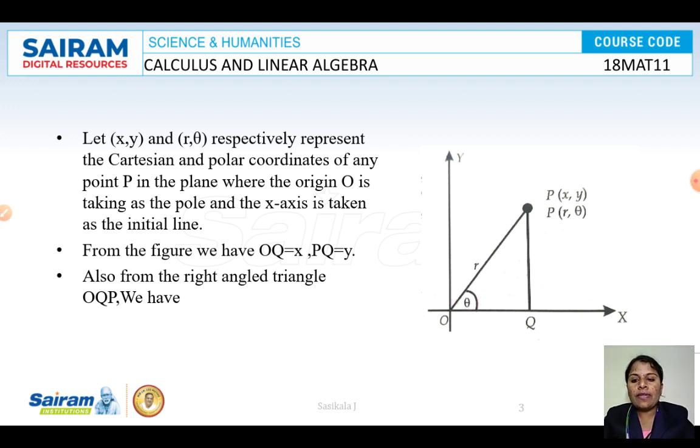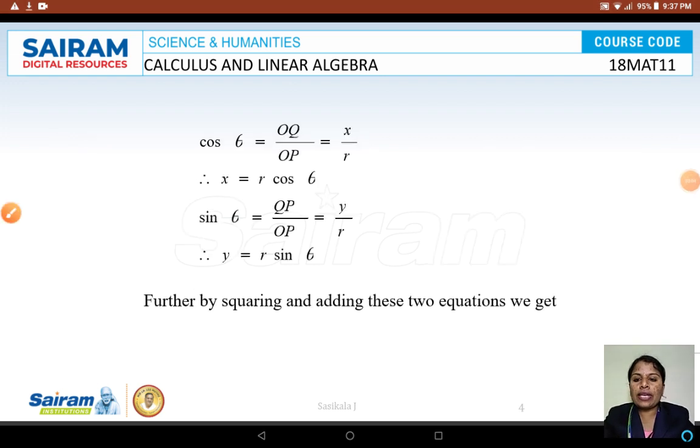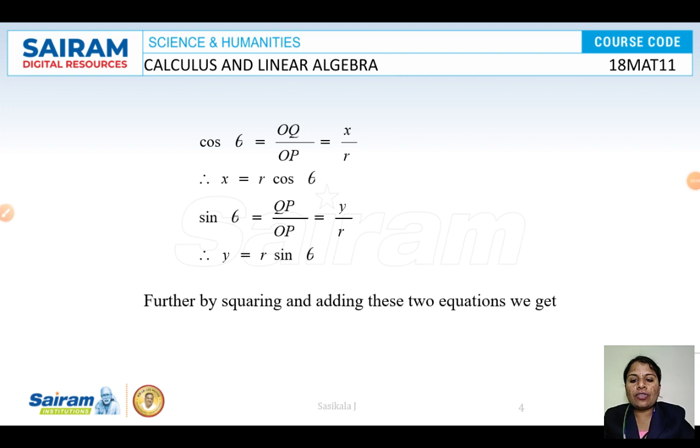From this figure, OQ is nothing but x, because you have written P of (x, y), and PQ is nothing but y. Now take the right angle triangle OQP. What will happen in this? I can write cos theta. So what is cos theta? You can see the graph.